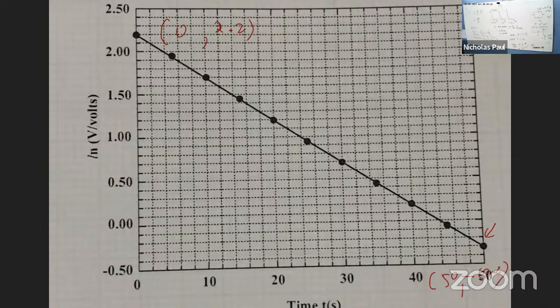0, 2.2 and 50, minus 0.2. All right, so that's 2.2 minus minus 0.2, all over 0 minus 50. So I have 2.4 over minus 50, which is minus 0.048. So therefore, RC is how much?